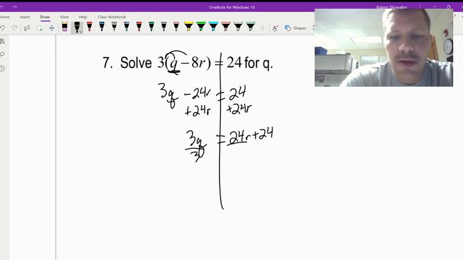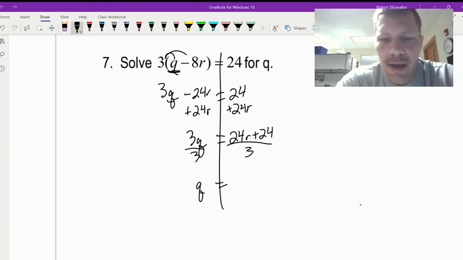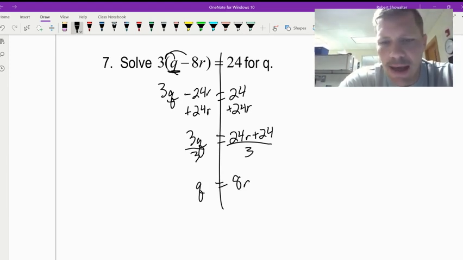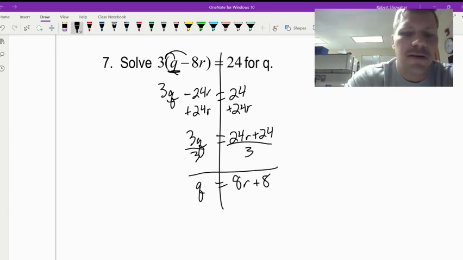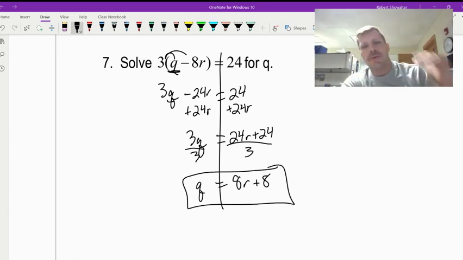So 3 times Q, we're going to divide by 3. Remember, we need to divide that whole right-hand side by 3. 24 divided by 3. Today, that is 8. Today and every other day, it's 8. There we go. Let's do it.